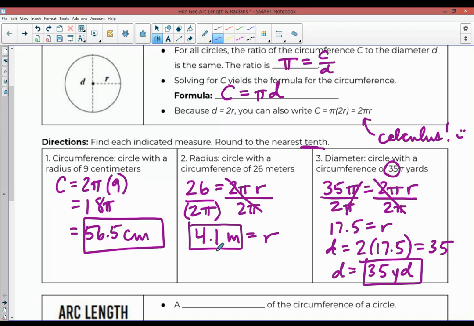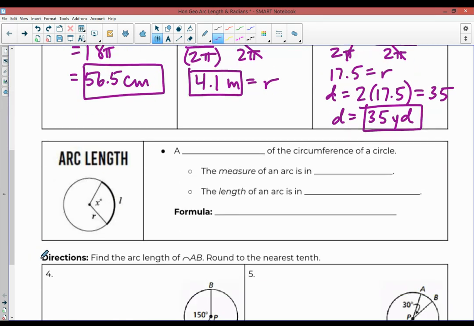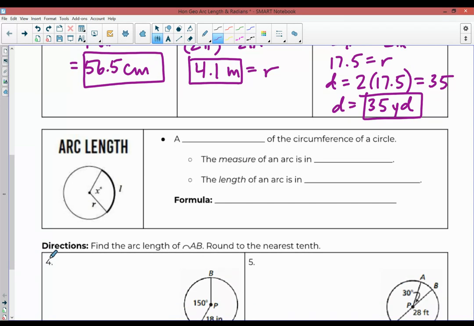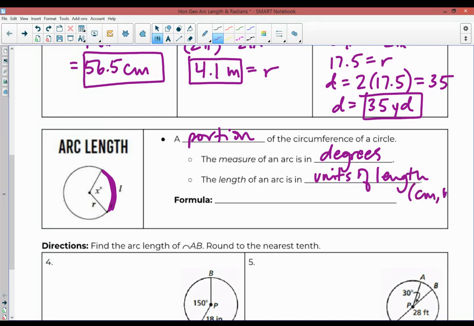All right, first part. Second part, arc length. Arc length is a portion of the circumference of a circle. So that's this part that we're talking about here. The measure of an arc is in degrees. So that's what we've done before. And the length of an arc is in units of length. So that's like centimeters, meters, yards, etc.